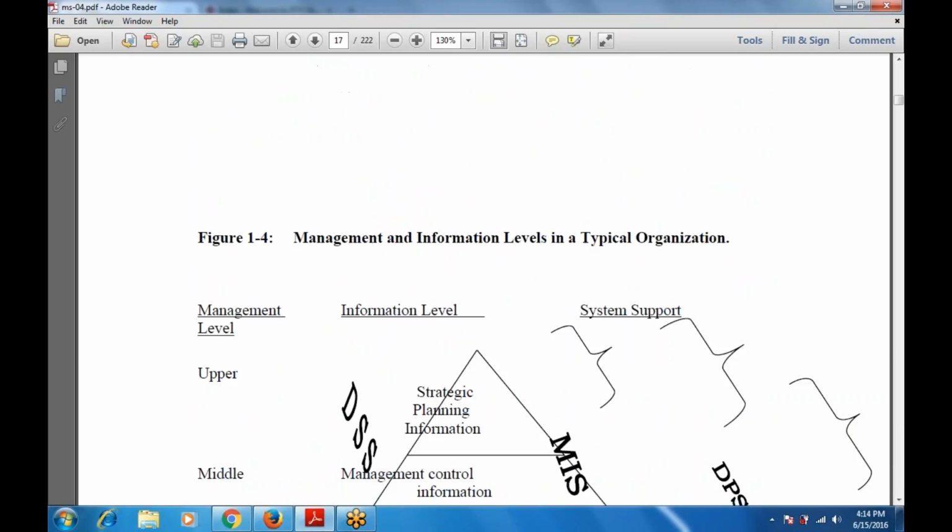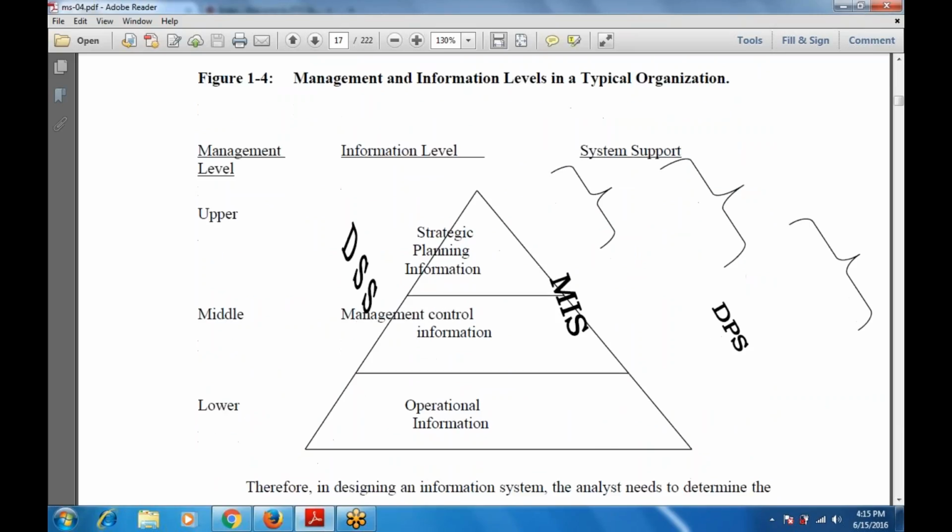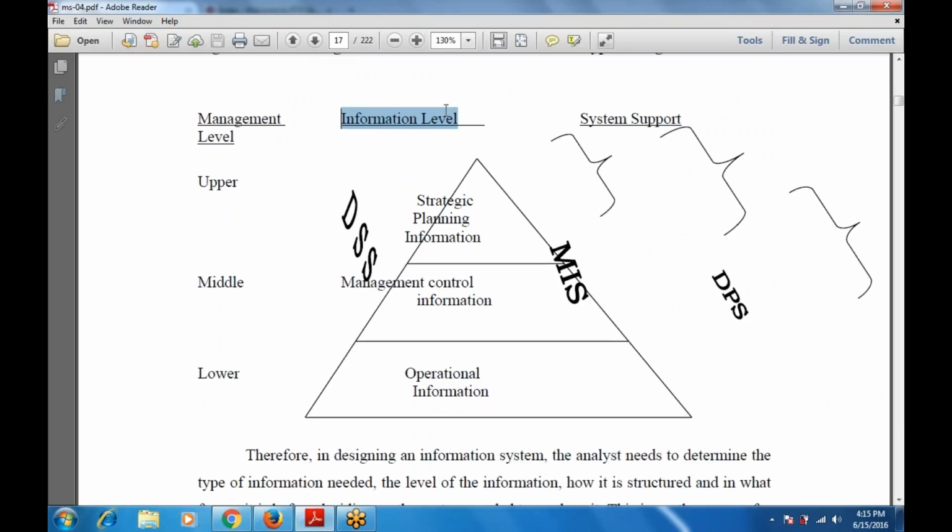This is the diagram that shows the various management and information levels in a typical organization. These are the various management levels: upper level management, middle level management, and low level management. One is the management level, one is the information level, one is the system support. For the management level, there are three parts, the first being upper level management. Then for the information level, there is strategic planning information, then system support, that is DSS, MIS, and the DPS.